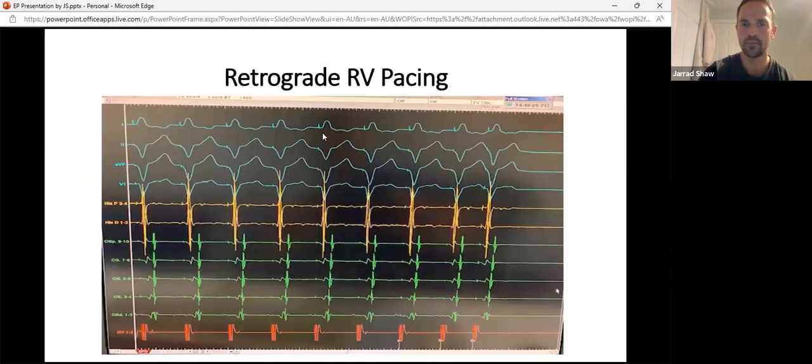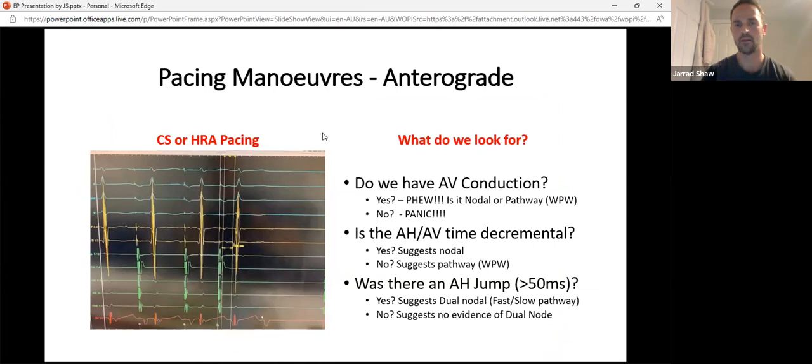And then we looked at the atrial pacing. Obviously, we want to make sure that we always have AV conduction. You're going to know that from your ECG, so that's easy. But importantly, we want to look at this AH time, the time it takes to get through the actual node. If the time through the AV node is quite quick, we know that they're using the fast pathway. If that AV node conduction becomes quite slow, or we get a sudden jump of greater than 50 milliseconds, then we know that they've got slow pathway conduction.